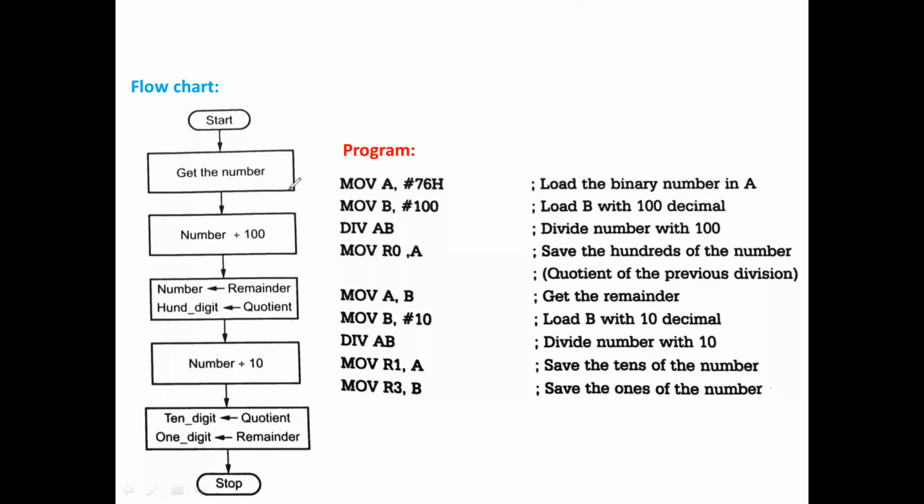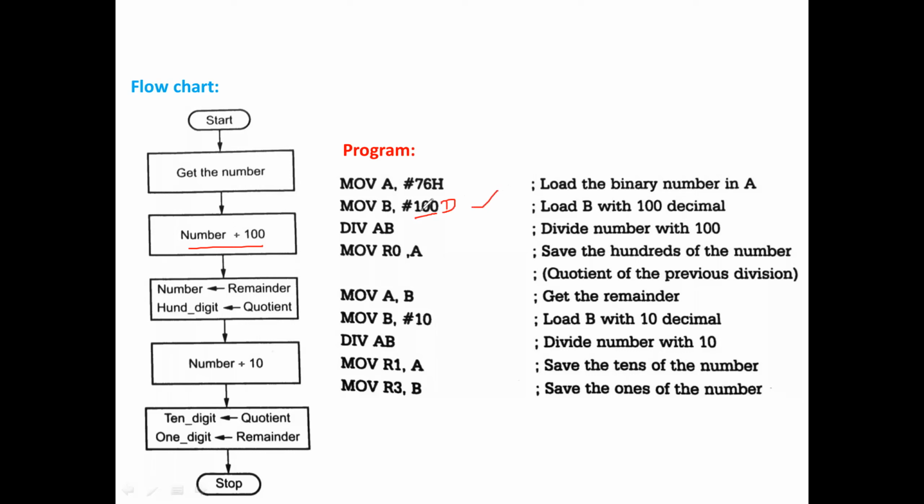Now, after getting the number, what is the operation? You have to divide by 100. The 100 is a decimal value here. See, I have not used H or B here, so this seems to be decimal by default. Keep in mind, first we are going to divide by 100.